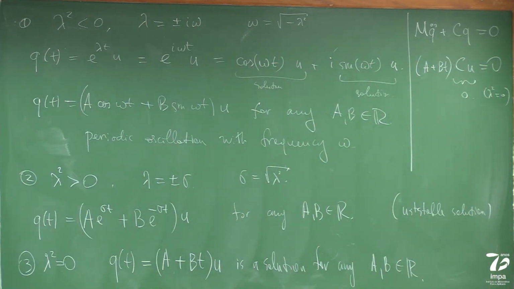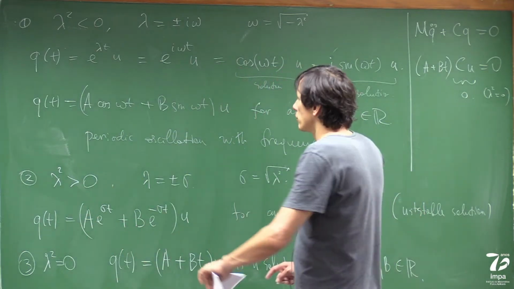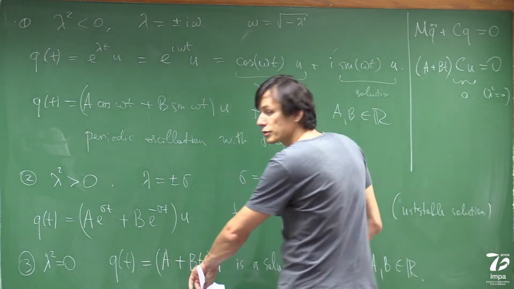Because if lambda squared is 0, then Cu is 0 just from the eigenvalue problem. So actually, even when lambda squared is 0, even though you directly get just one solution, you can also guess a second.